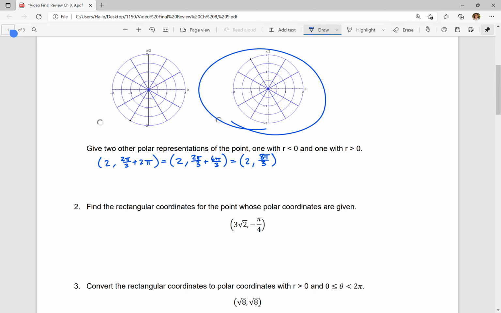For our point with the radius less than 0, we want the radius negative 2. So what this means is we're going to count on the negative x-axis first. So this is negative 1 and this is negative 2. If we consider that radius and we want to go around to our point, we're going to be moving in a clockwise direction. So our angle would be negative, and we're moving a total distance of pi over 3. So our point would be negative 2 comma negative pi over 3.